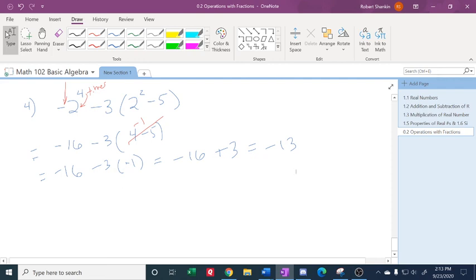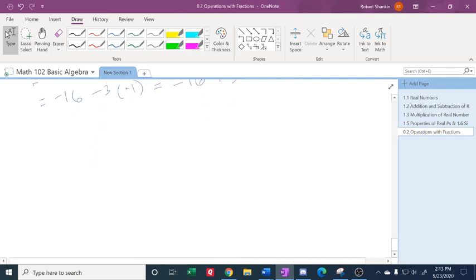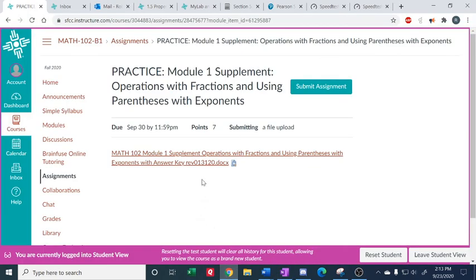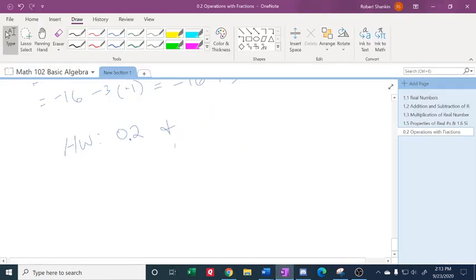All right, that's what I've got for you today. The homework is 0.2, and the worksheet, operations with fractions using parentheses and exponents. And I'll call it fractions worksheet.